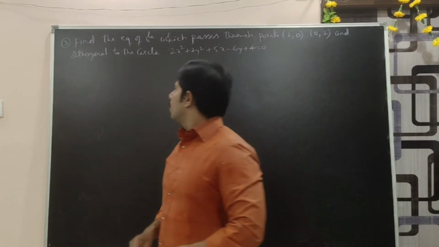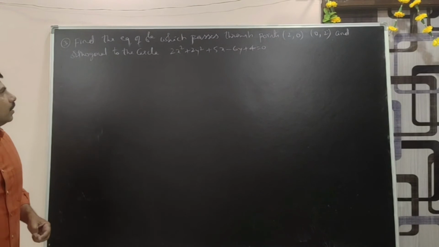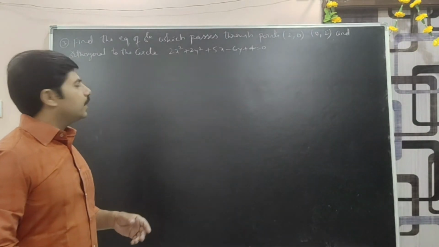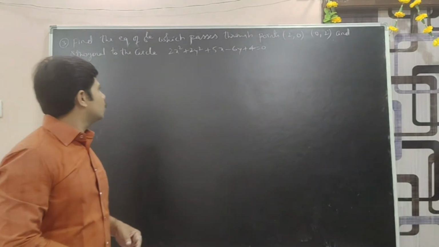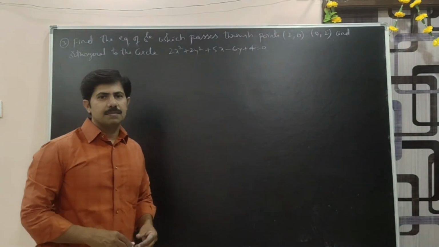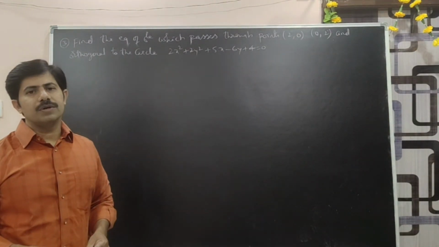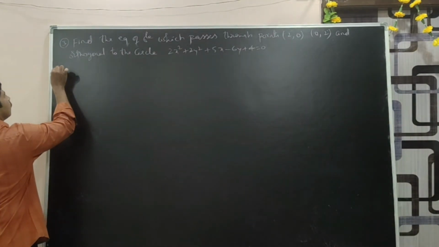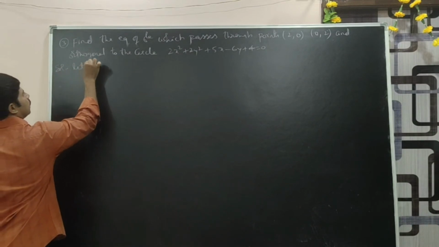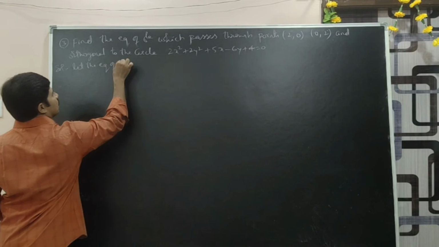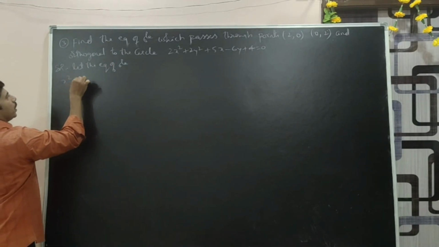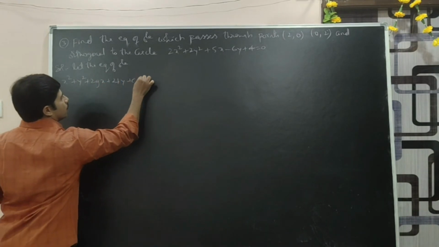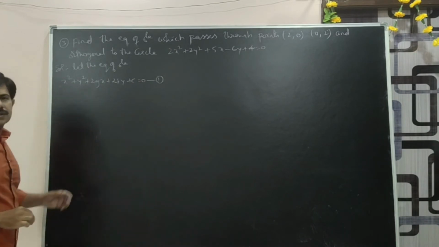Next problem, find the equation of circle which passes through the points 2, 0, 0, 2 and orthogonal to the circle 2x square plus 2y square plus 5x minus 6y plus 4 is equal to 0, right? So now first we'll assume the general equation of circle. Let the equation of circle be assumed as x square plus y square plus 2gx plus 2fy plus c is equal to 0, equation 1.